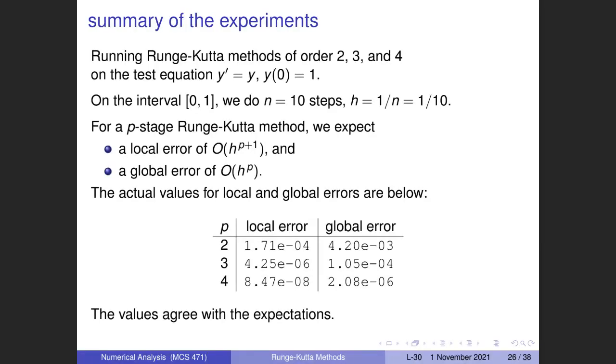All right, let us summarize this. We ran the Runge-Kutta method on the test equations, always doing not too much work, only 10 steps. The global error actually improved dramatically. We go from 20 function evaluations to 40. We do more work, but we gain quite a lot of accuracy.